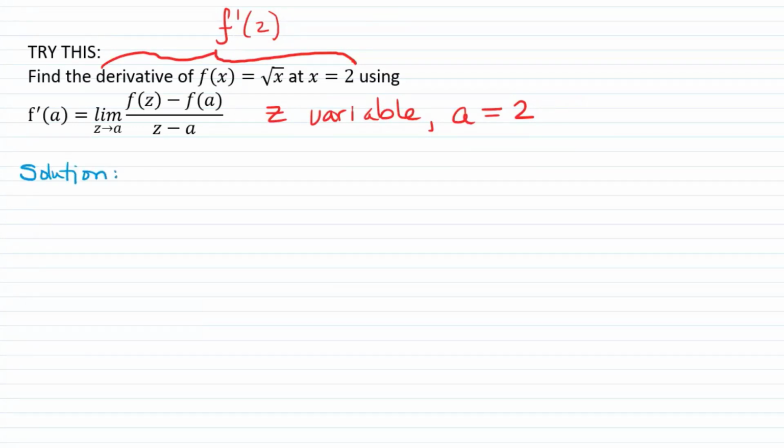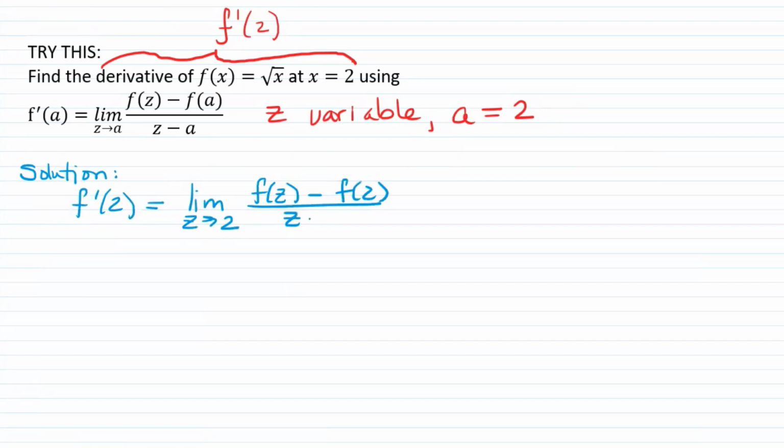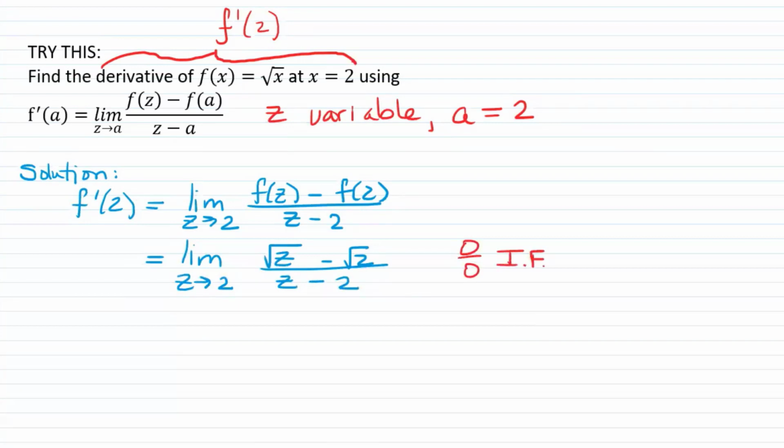So we would say that f prime of 2 is going to be the limit as z approaches 2 of f of z minus f of 2 over z minus 2. So that would mean we have the limit as z approaches 2 of, and then we have the square root of z minus the square root of 2 over z minus 2. All right, this is a 0 over 0 indeterminate form if you plug in 2. So we're going to have to simplify.